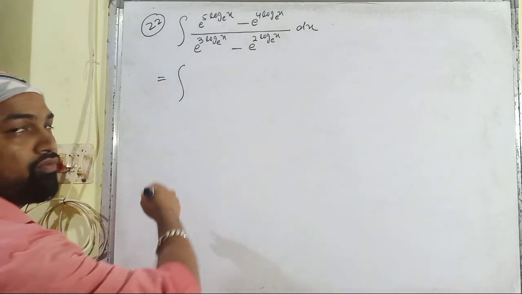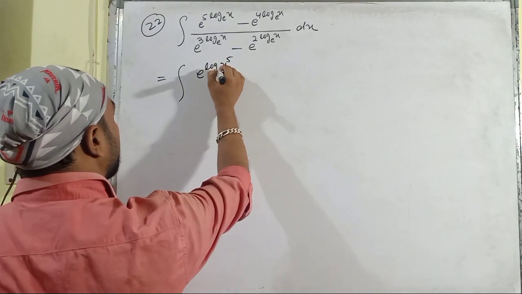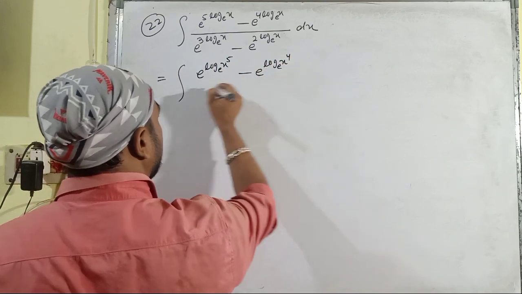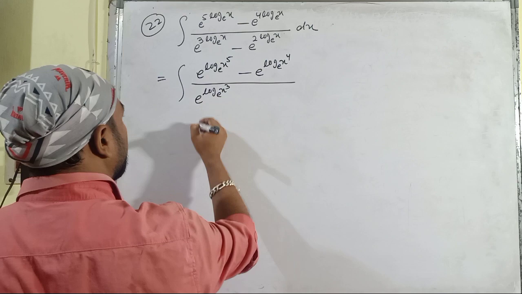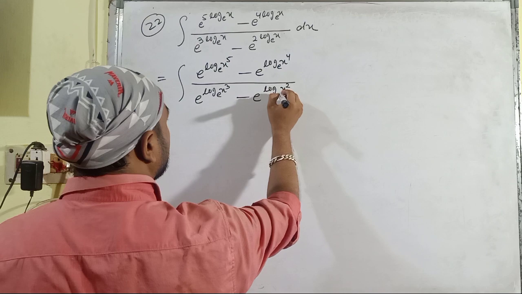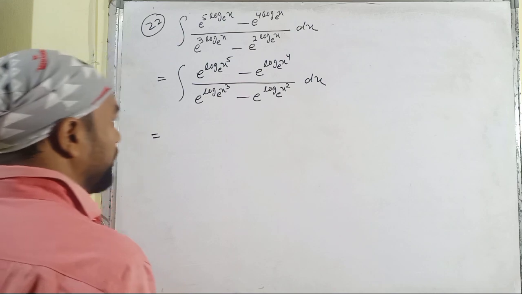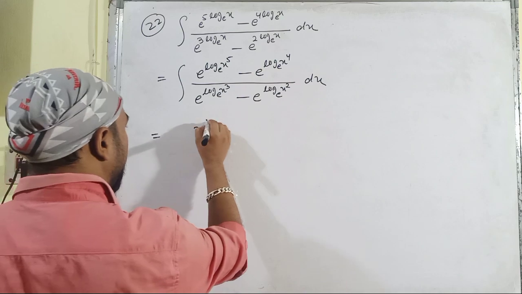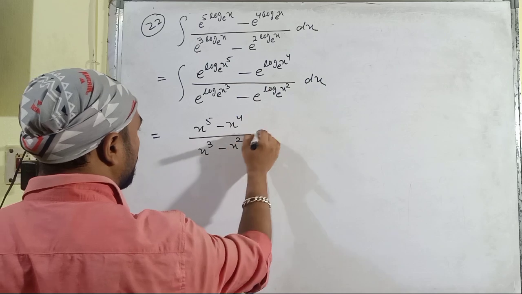By applying the properties of logarithm, first of all we have e to the power log x to the power 5 with base e minus e to the power log x to the power 4 with base e, divided by e to the power log x cube with base e minus e to the power log x square with base e, and its integral with respect to x. Then by using the properties of logarithm, we have x to the power 5 minus x to the power 4 divided by x to the power 3 minus x to the power 2.